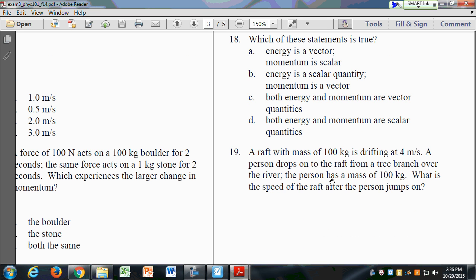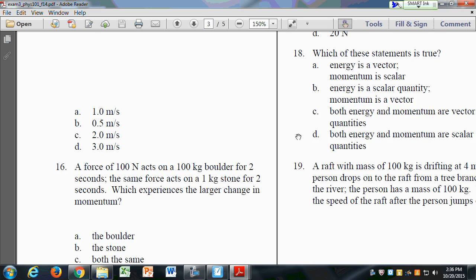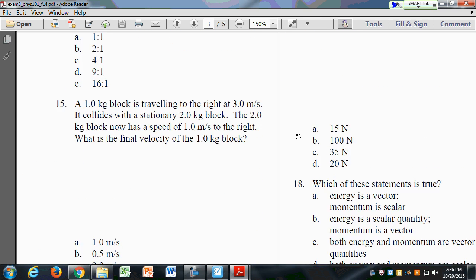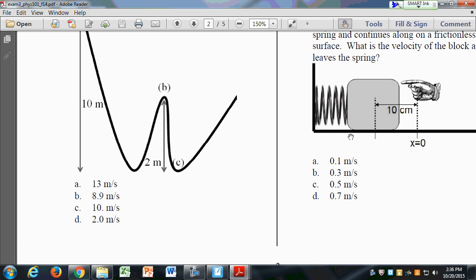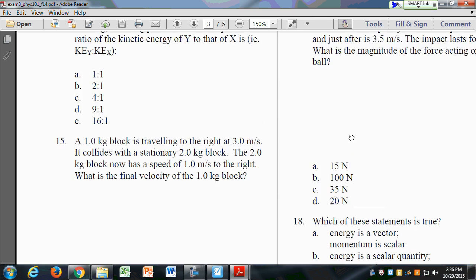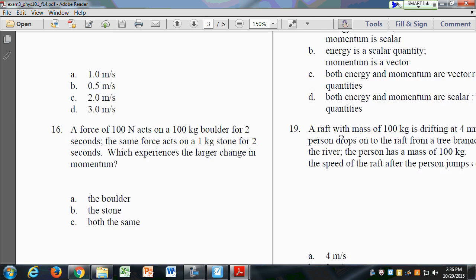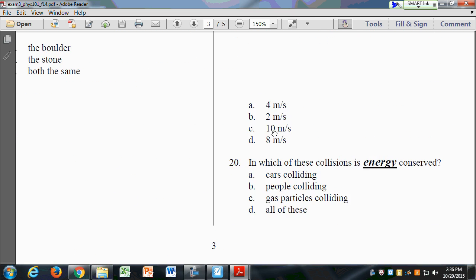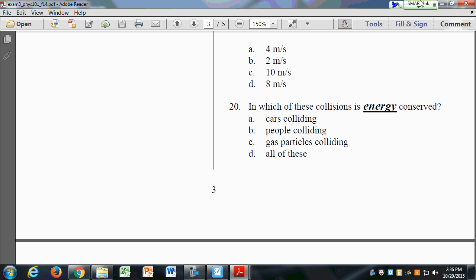You need to know momentum is a vector. Energy is a scalar quantity. We had some concept test questions. You need to know about inelastic versus elastic. Energy is conserved in which of those? Elastic or inelastic?